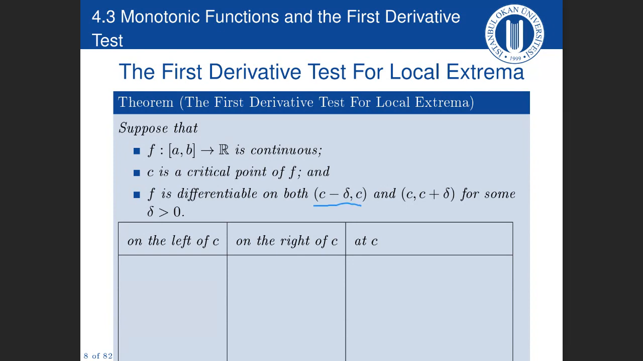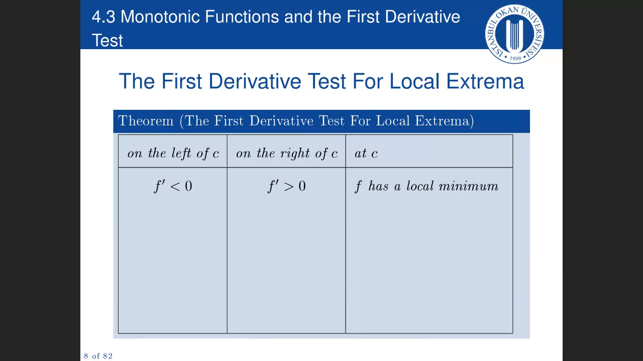Another way of saying that is if delta is a small number, we need that f is differentiable between C minus delta and C. It doesn't matter if f is differentiable or not at C. And we need that f is differentiable between C and C plus delta. f must be differentiable close to C, but we don't care what happens at C. And then we're going to look on the left of C, on the right of C, and then make a conclusion of what happens at C.